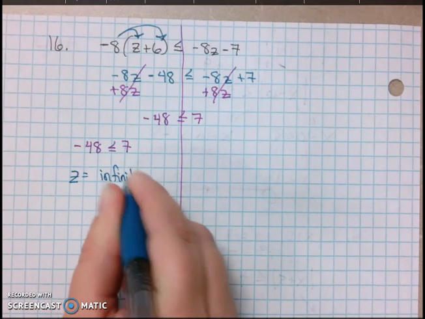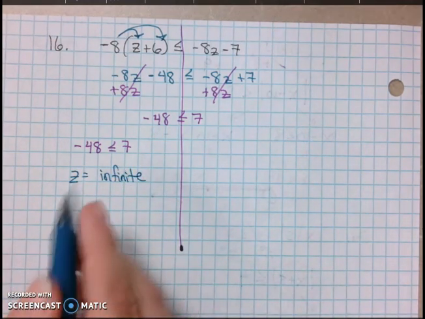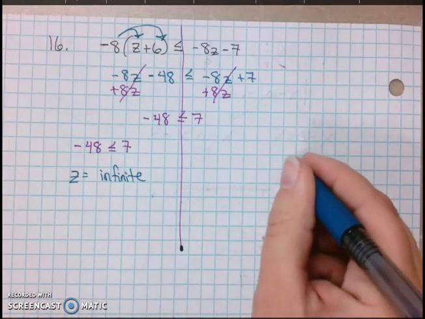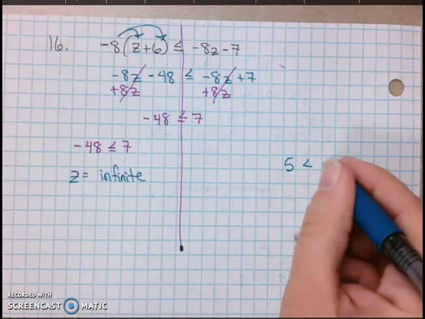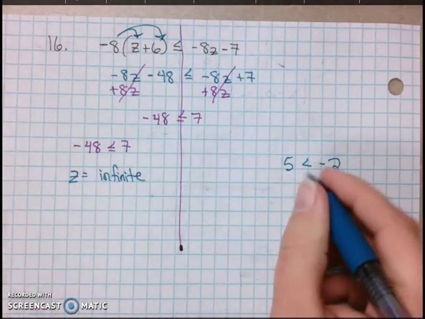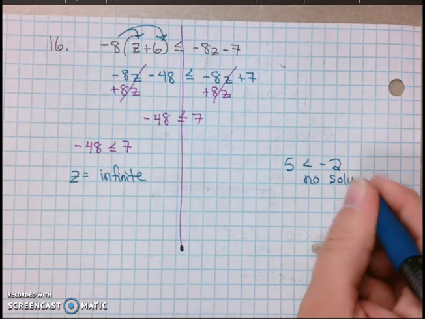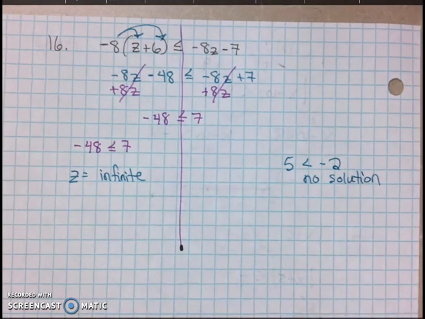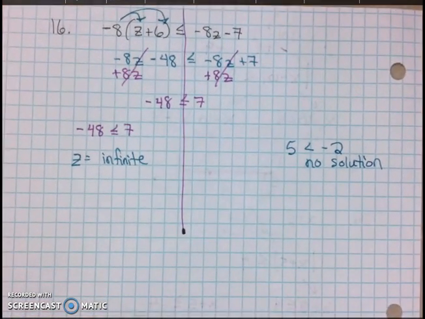So if it's true, it's infinite solutions. If it's not true, like if I got 5 is less than negative 2, which 5 is not less than negative 2, then it would be no solution. So just like our equations, it's the same thing. We just haven't really had one like that before.